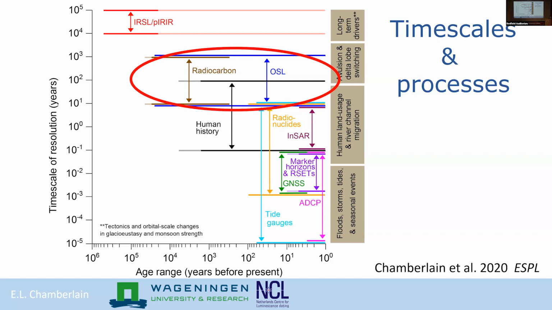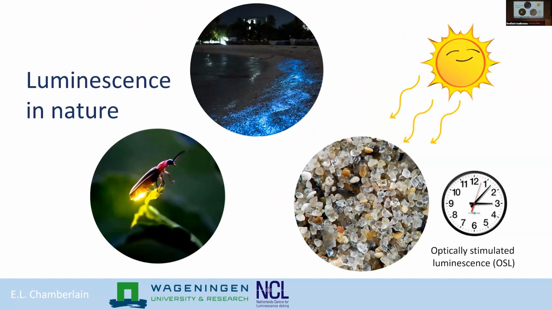So kind of in between human land usage, river channel migration, and avulsion, the switching of the lobes in the delta, and look at optically stimulated luminescence, or OSL dating. So luminescence is a natural phenomenon that you may be familiar with already. For example, fireflies can luminesce, they produce light. And there's also bioluminescent algae, which I guess some people here are familiar with or have worked with. And sand grains can also luminesce.